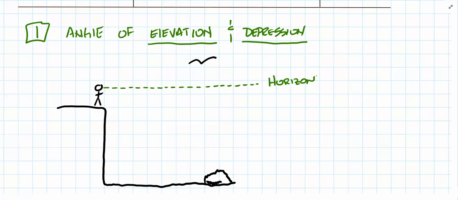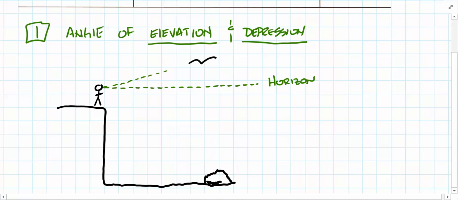Now, the horizon is important because that's where we measure angles from. So let's start with elevation. If you look up to the bird, the space that you've created here is the angle of elevation. So it is measured from the horizon line all the way up. That's your angle of elevation. Good enough?